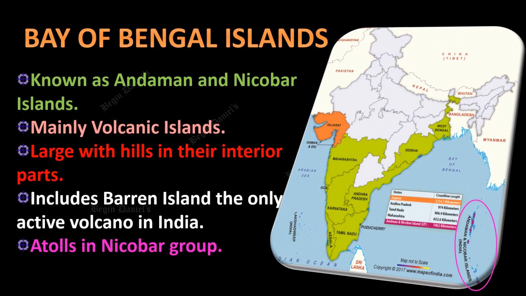Bay of Bengal Islands, known as Andaman and Nicobar Islands, mainly volcanic islands, large with hills in their interior parts. Includes Barren Island, the only active volcano in India. Atolls in the Nicobar groups, that means ring-shaped islands.